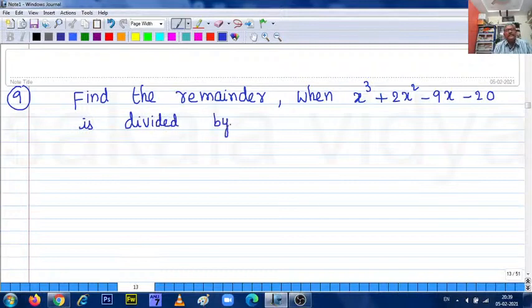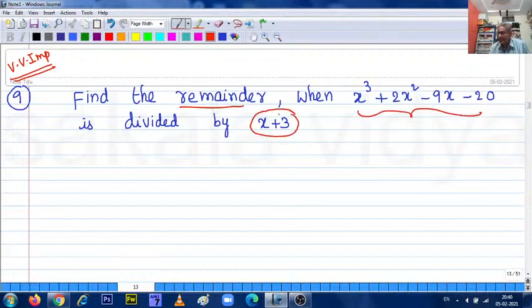by x plus 3. This is very important for 9th class as well as 10th class students. This is a very important question for 9th class as well as 10th class. So you need to find the remainder when it is divided by x plus 3. You need to use the remainder theorem. So what is the remainder theorem? Briefly I will explain. For example, say this is p of x.